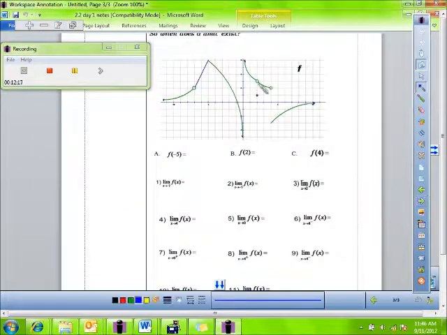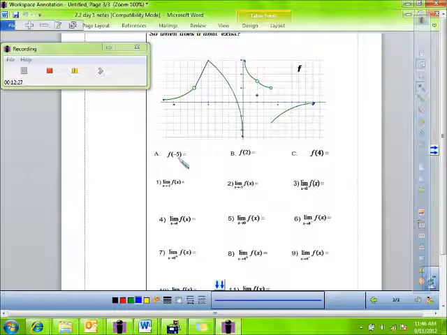What it's giving you is a graph, and we would be able to find all the different things off of it. So if I were to find f of -5, where do you look? You're going to go on the x-axis to -5.